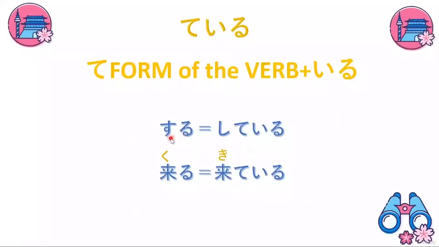Now for 2 irregular verbs, suru and kuru. Suru would change into shiteiru, and kuru would change into kiteiru. So shiteiru and kiteiru.